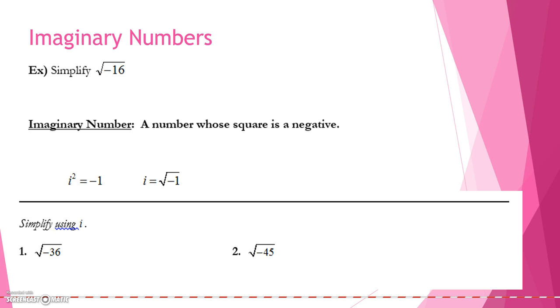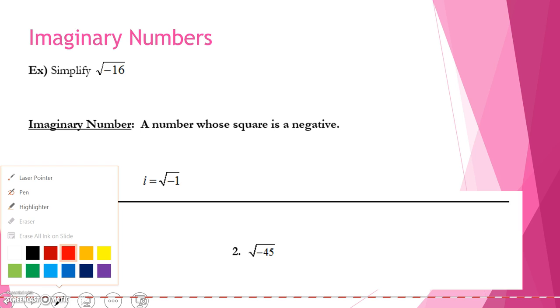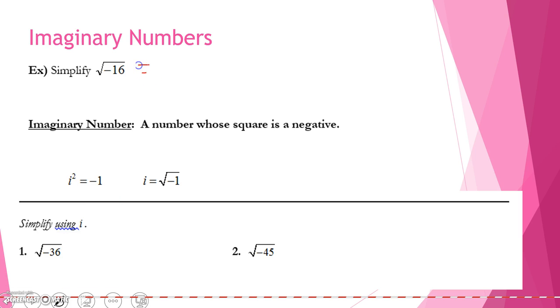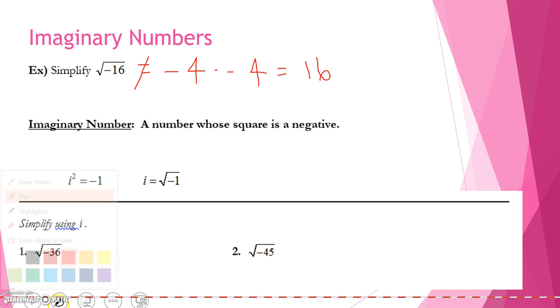So it says simplify the square root of negative 16. A lot of people look at that and say, all right, I think the answer is just negative 4. And this is why it is not negative 4. It's because what you're really figuring out is what times itself equals the inside of the radical. If I take negative 4 and multiply by negative 4, I still get positive 16. I don't get negative 16.